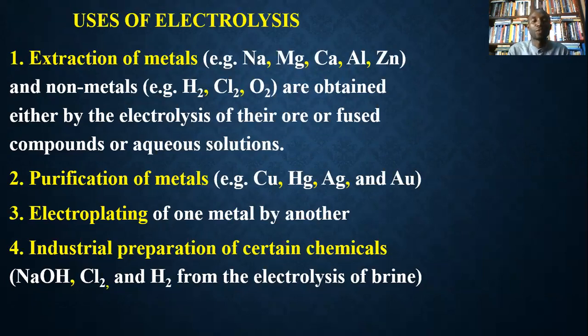All right, let's move to the uses of electrolysis. It can be used for extraction of metals. We can use it in purification of metals. We can use it for electroplating of one metal by another metal, that is, coating. We can also use it in industrial preparation of certain chemicals like sodium hydroxide, chlorine gas, hydrogen gas, and others.